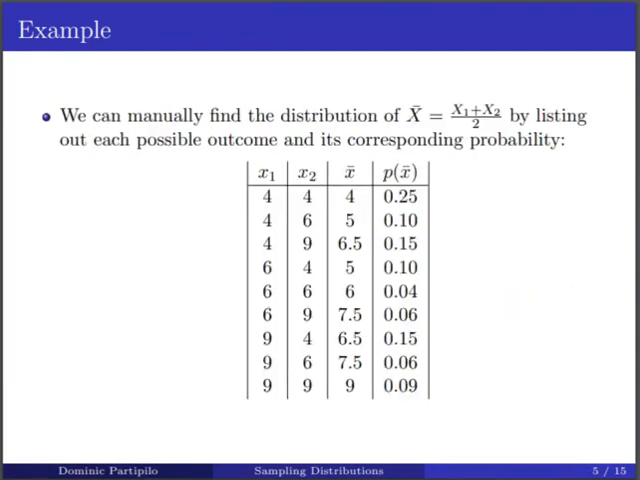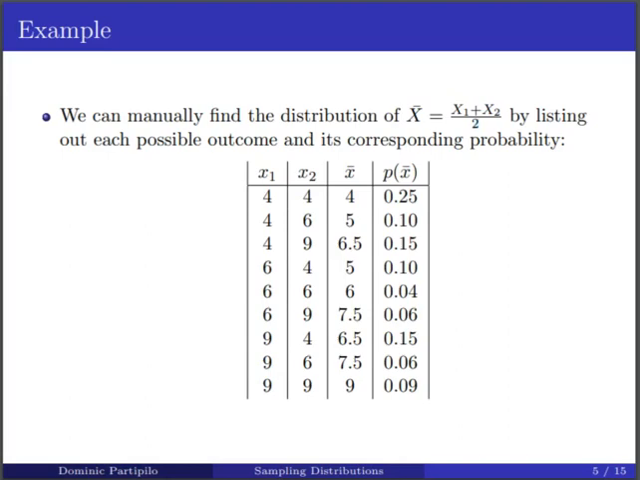So now we have to find the distribution of x bar. That was the distribution of x and the expectation and variance of x, but now we're interested in x bar. And remember, we're taking a sample of size 2. So we're drawing from x twice, adding up those two observations, and dividing by 2.